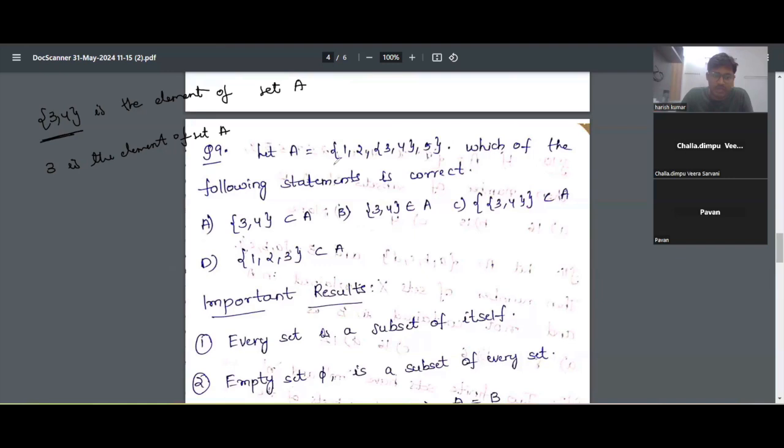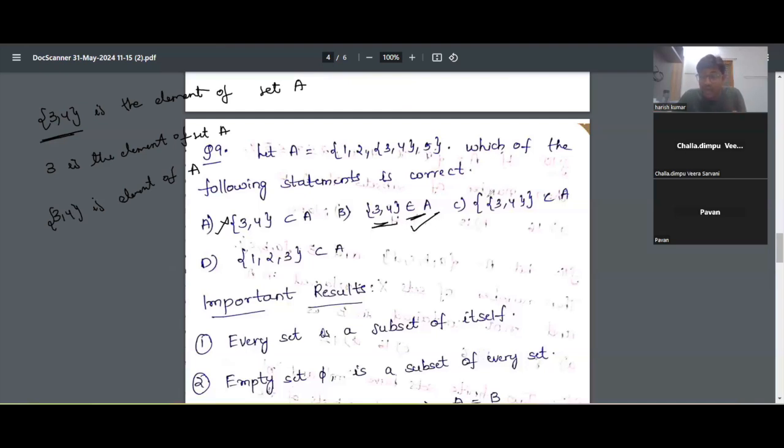Now he is asking which of the following statements is correct. The set {3, 4} is a subset of A, it is saying. No, the set containing 3, 4 is an element of set A, right? It's not a subset. The set containing 3, 4 belongs to A. This is correct, yes, because this is an element of A.